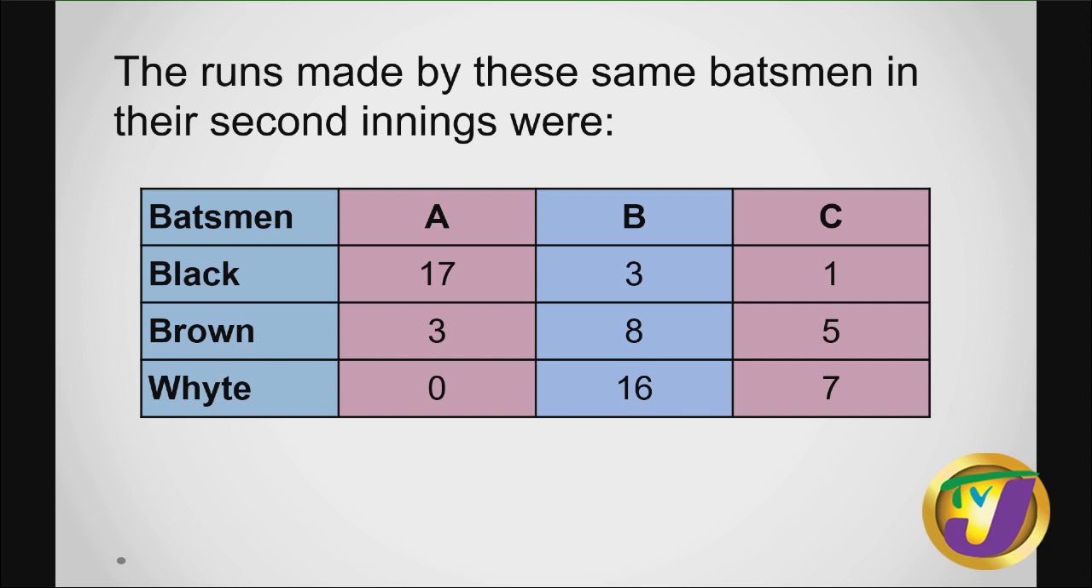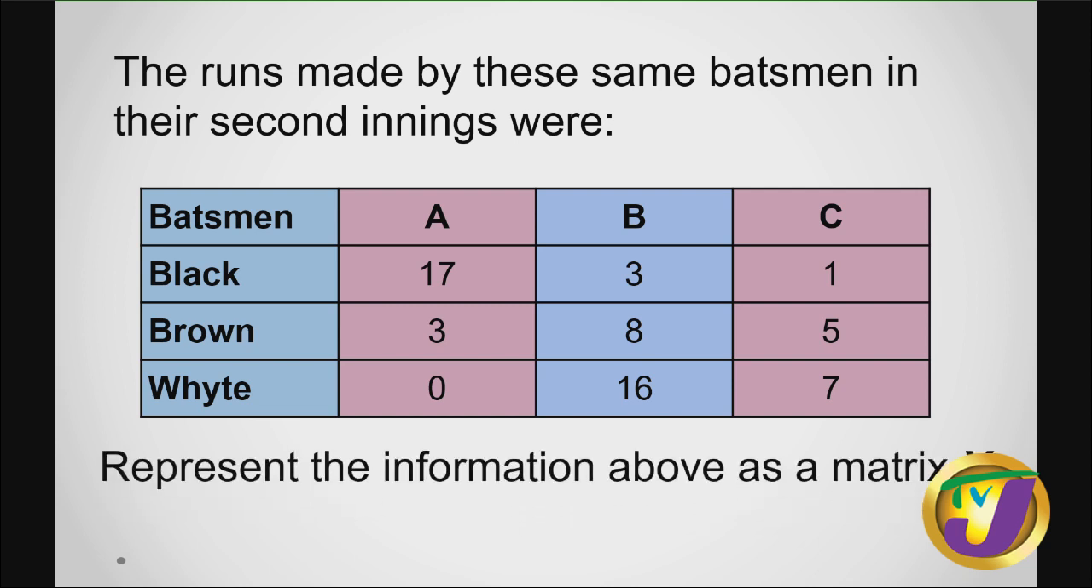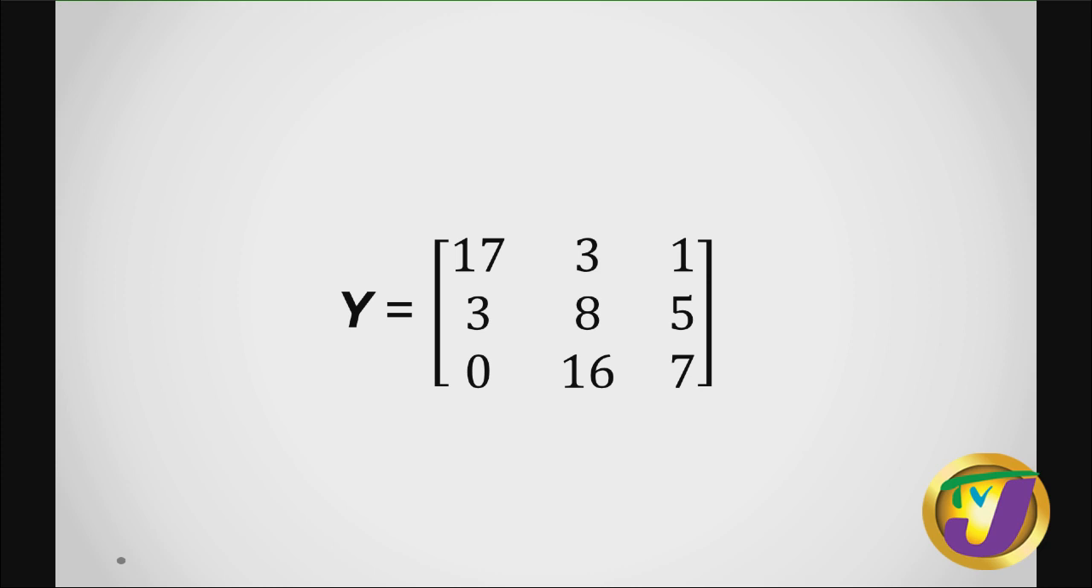Out pretty quickly. Brown had 3 runs against school A, 8 against school B, 5 against school C. White didn't even get to make any run at all. The first ball that was thrown at him, he was out. And so he made no runs for school A, 16 against school B, and 7 against school C. And we're going to represent this information as a matrix. All right, that's fine.